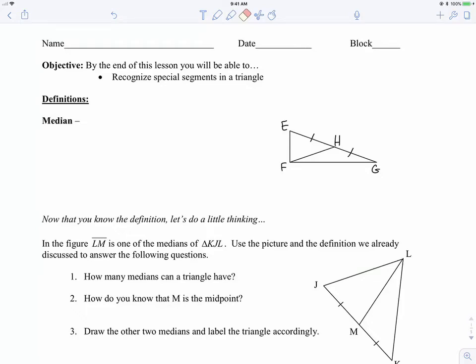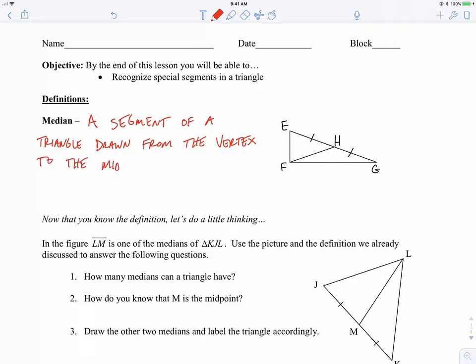Okay, so we're going to do some of these definitions here. First one we have, these are special segments of a triangle. The first one we have is a median. That is a segment of a triangle drawn from the vertex to the midpoint of the opposite side.